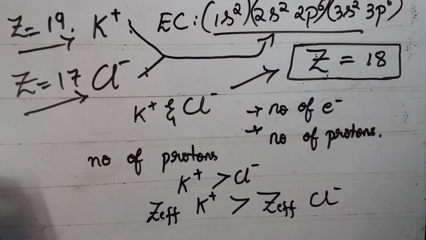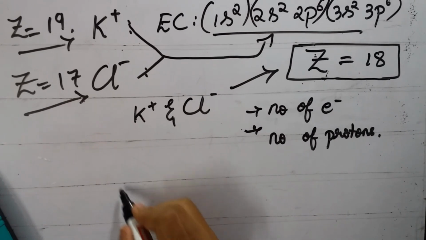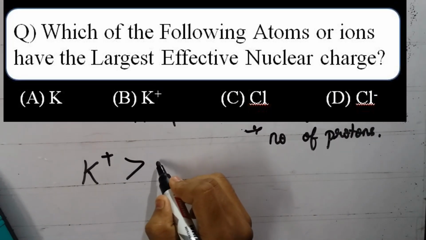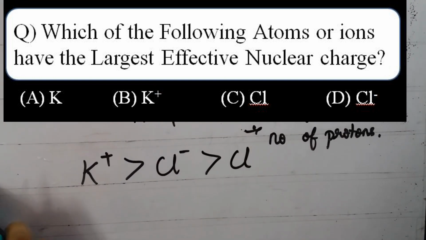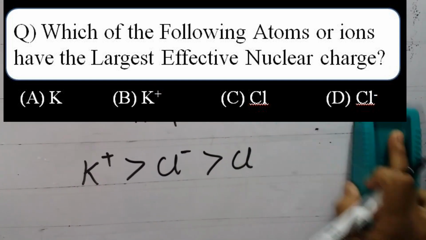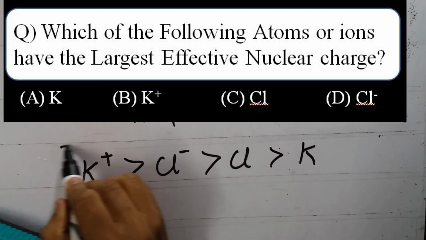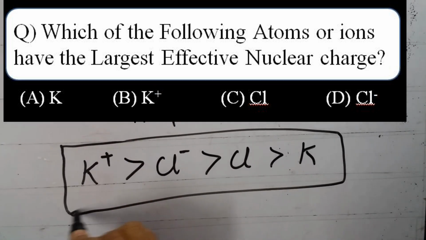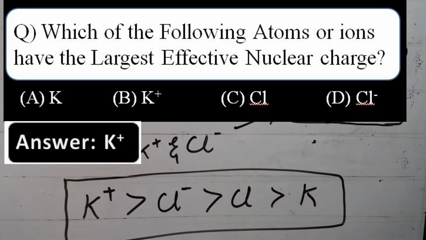If we have to write the decreasing order of Z effective, we can write it as K plus greater than Cl minus, then comes chlorine, then comes potassium. This is the order of Z effective in these atoms and ions. So that's it. Thank you.